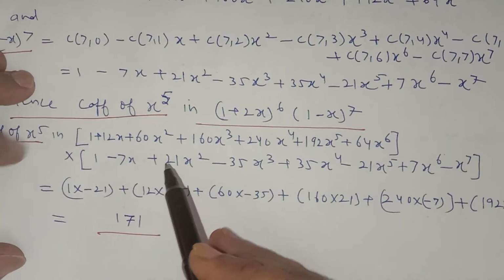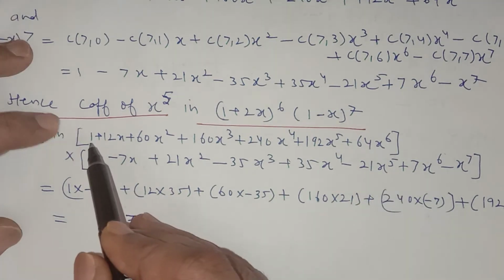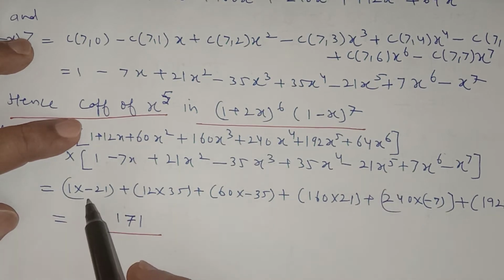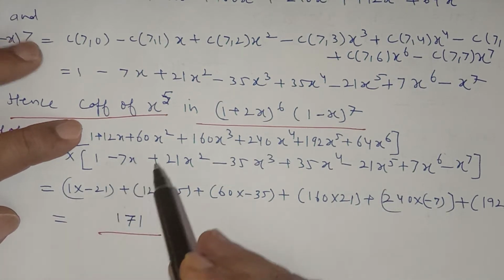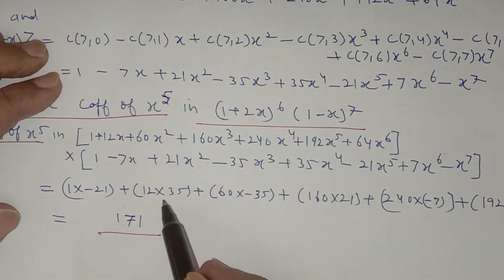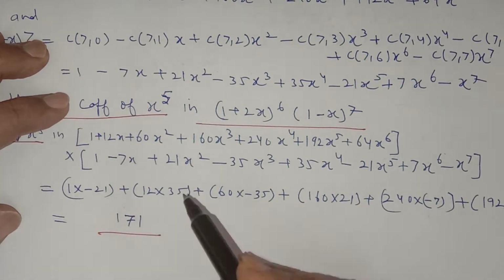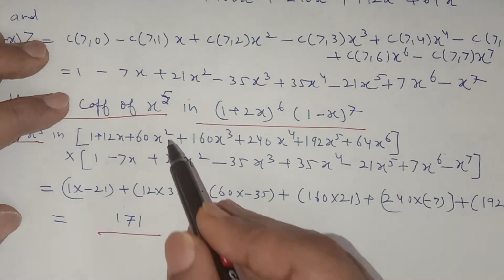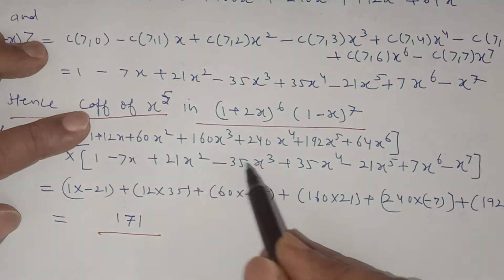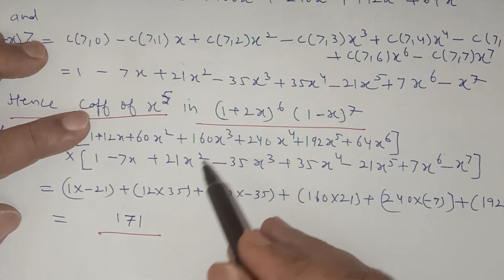So how can I obtain x to the power 5? When we multiply 1 with this, 1 with 21x raised to power 5, we get x to the power 5. Next, I get x to the power 5 when I multiply 12x with 35x raised to power 4. So this is 12 into 35, and because I need the coefficient, I am removing x raised to power 5. Now the next x to the power 5 term will be obtained by multiplying this term with this. See it very carefully: x squared, x cubed. So it will be 60 into minus 35. Next will be obtained by multiplying this 160x cubed with 21x squared.